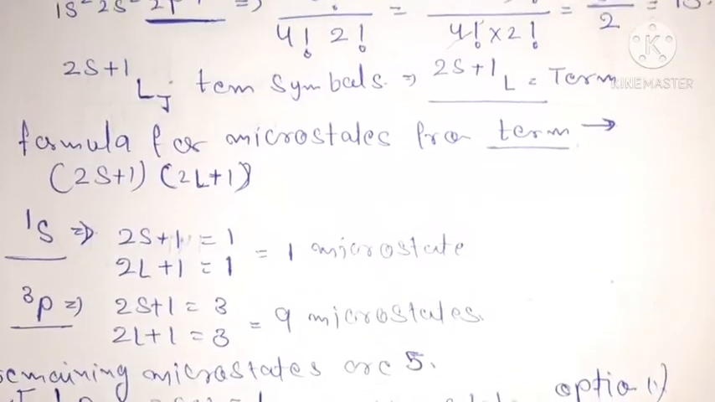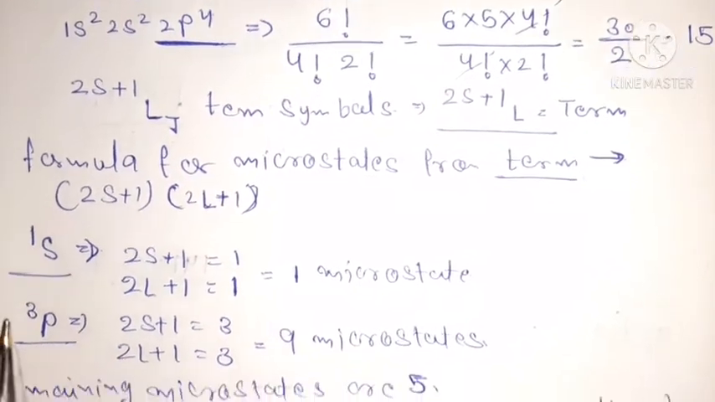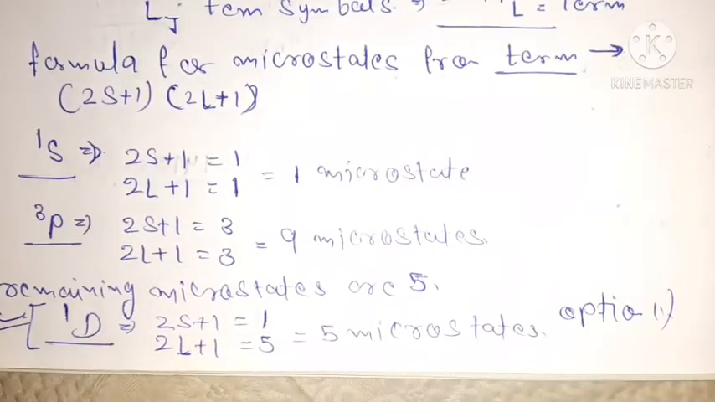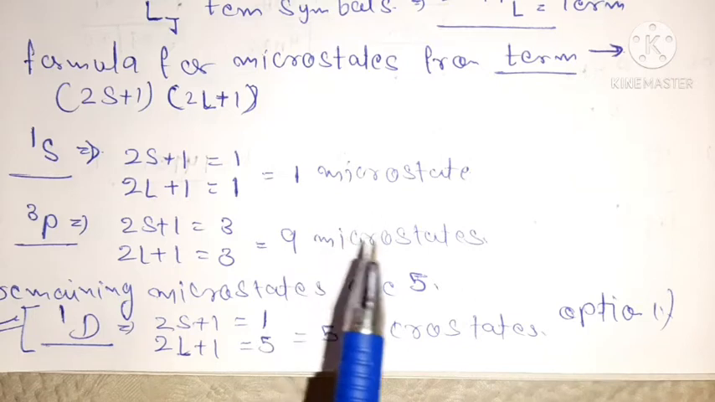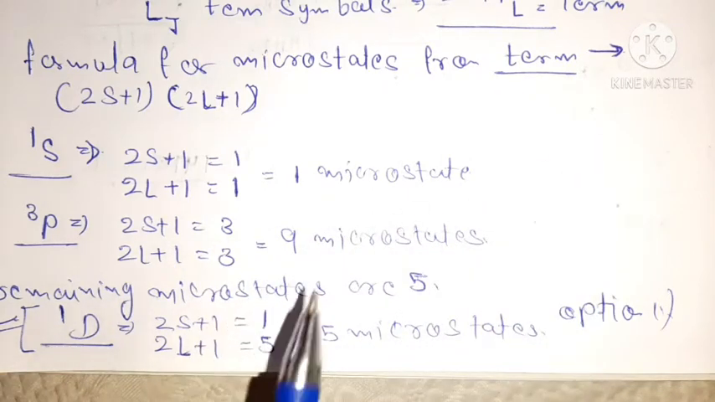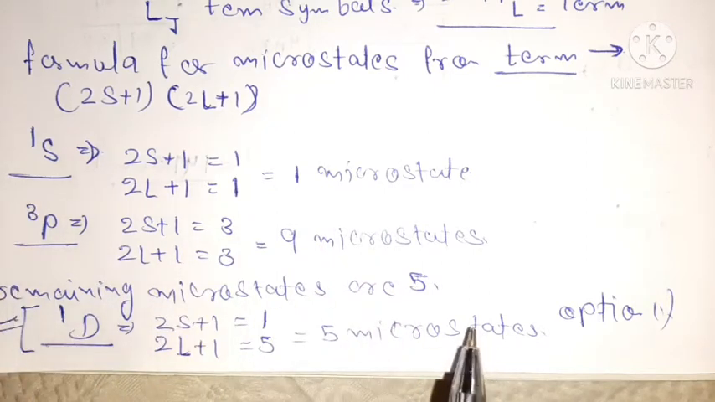See once again the whole solution. You can just find the total number of microstates, and this total number of microstates will be divided into different terms. For example, in this question we have a total of 15 microstates, out of which 1 microstate is related to 1s, 9 microstates are related to 3p, and 5 microstates are related to 1D.